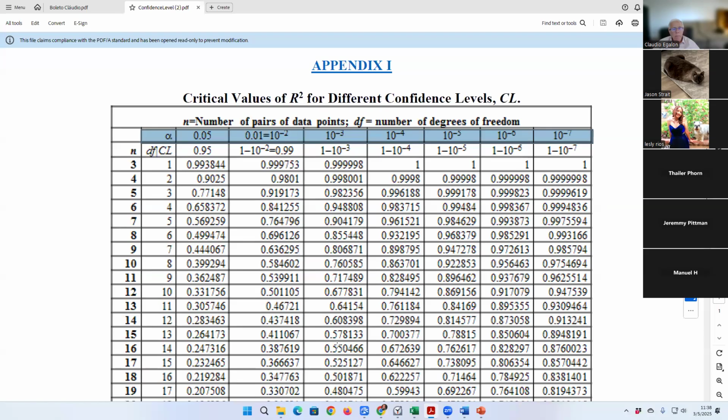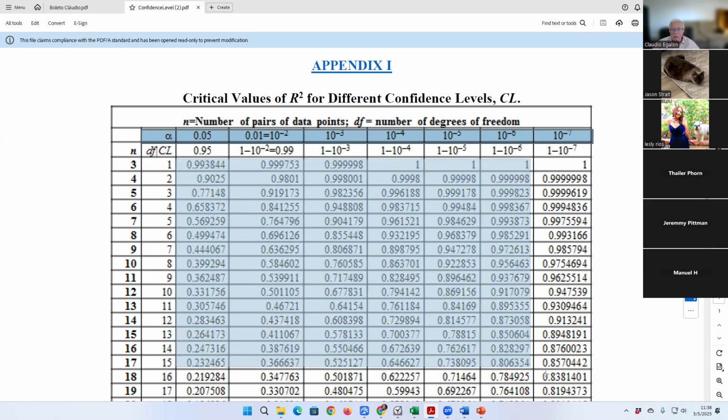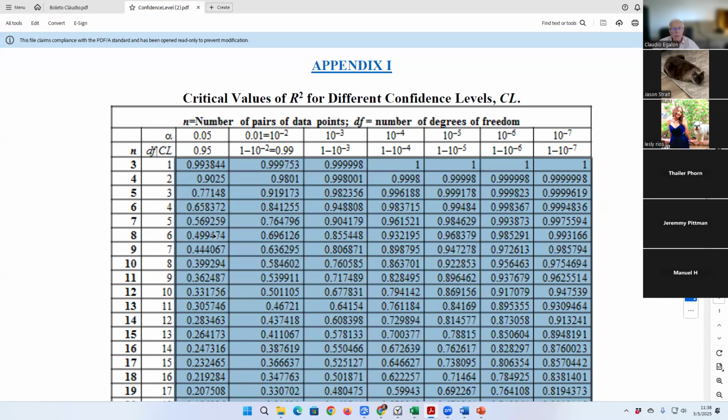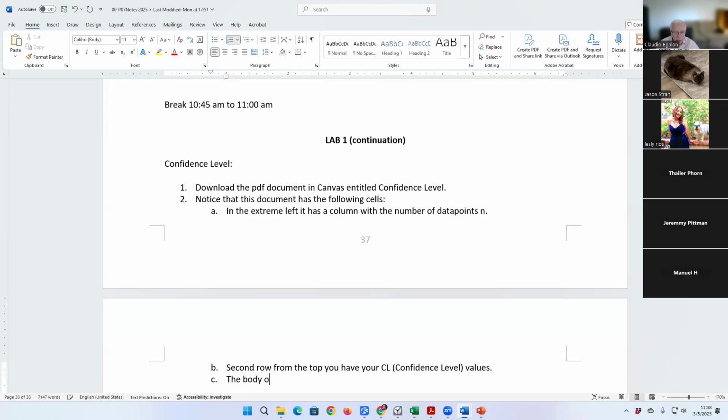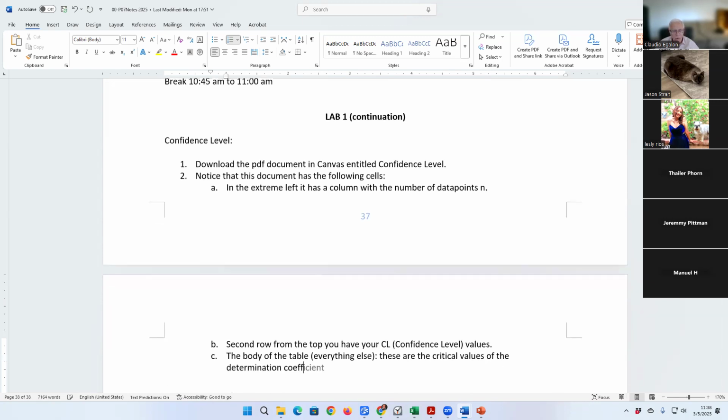Okay? I'm going to simplify this table. And I'm going to erase the DF and the alpha. And then you have everything else. Everything else is what you see right in here, the body of the table. These are the critical values of the determination coefficient R squared. That's what you have to know.